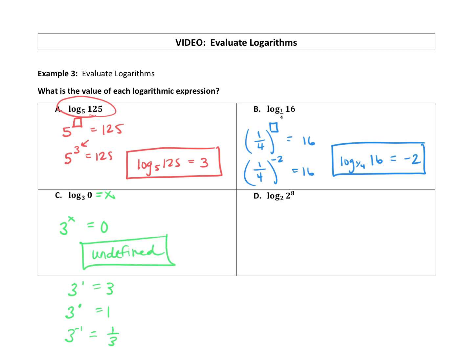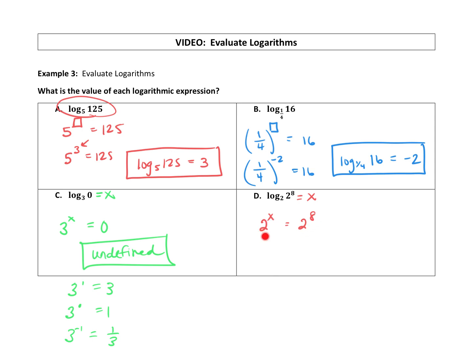All right, last one, we have log base 2 of 2 to the 8th power. So again, I'm just going to set that equal to an unknown quantity x, so I can put it into exponent form pretty easily. I'm going to take my base of 2, raise it to the power of x. So again, start with your base, raise it to your exponent, set it equal to the result, so equals 2 to the 8th power.